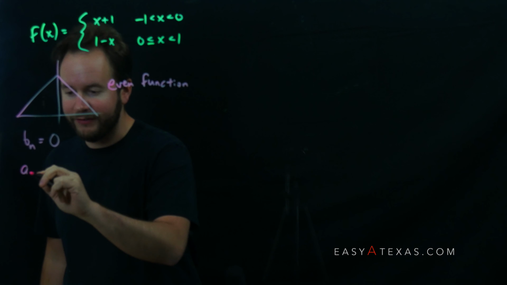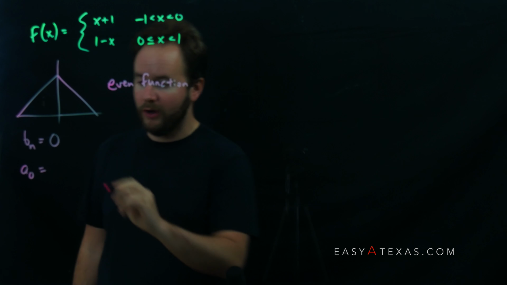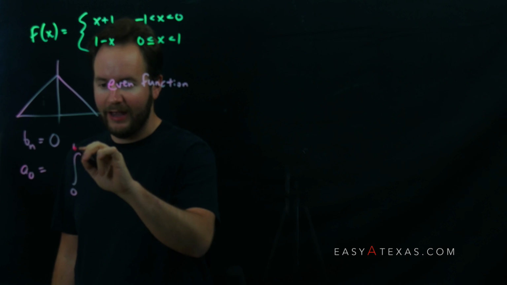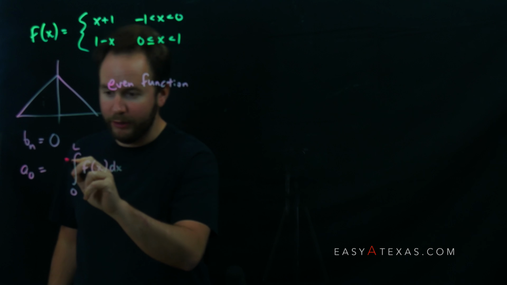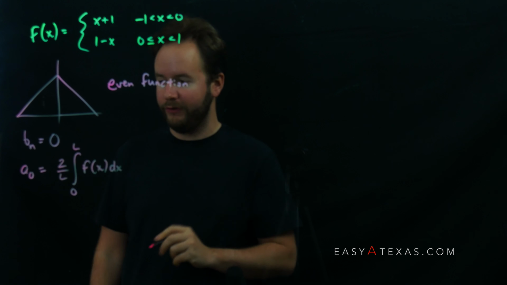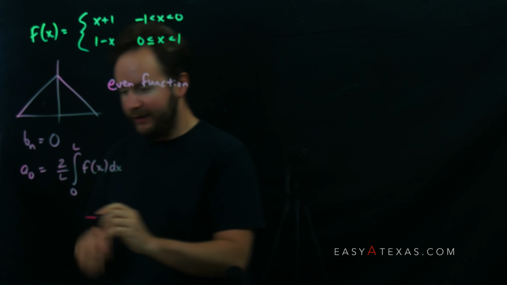Note that the graph is symmetric over the y-axis. So because it's symmetric over the y-axis, it is an even function. This is really handy for us. Even functions are ones for which b sub n, when I compute the terms for my Fourier series, are automatically 0. And instead of integrating from -L to L when I compute a sub 0, I can integrate from 0 to L of f of x dx. And instead of putting a 1 over L, I put 2 over L. I double my result.